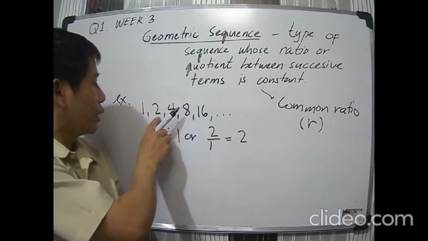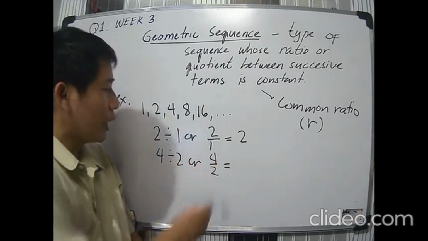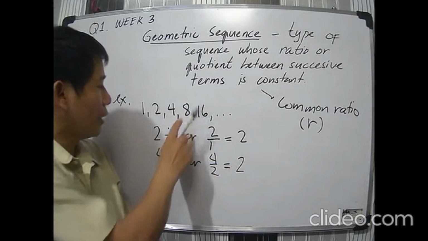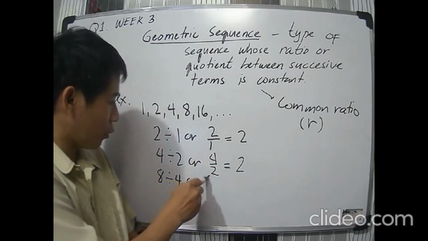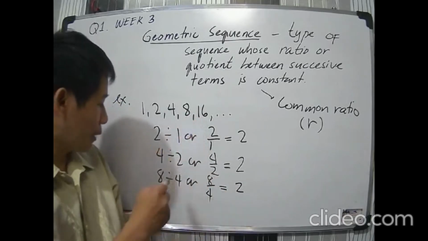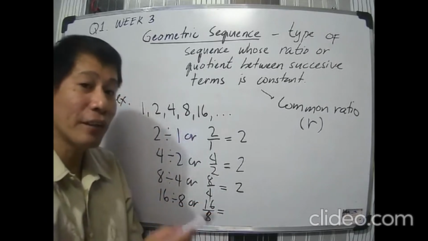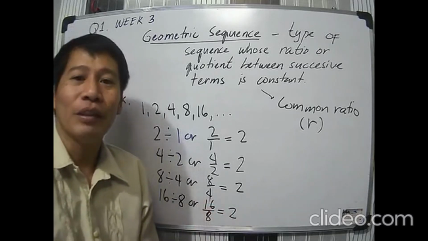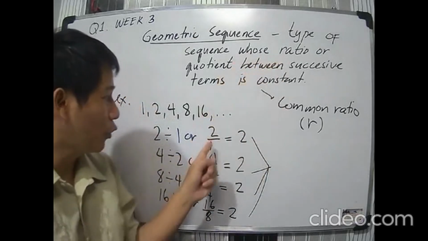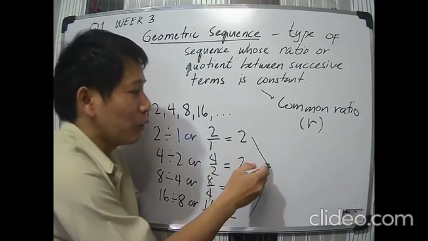Next, these two successive terms, we have 4 divided by 2, or 4 over 2. What is the answer? The answer is also 2. How about this 2? So 8 divided by 4, or 8 over 4, the answer is also 2. Let's finish. 16 divided by 8, or 16 over 8, the answer is also 2. So what do you observe? As you will observe, we get the same number. In other words, the ratio, or the quotient between successive terms is constant. And that is what we call the common ratio.